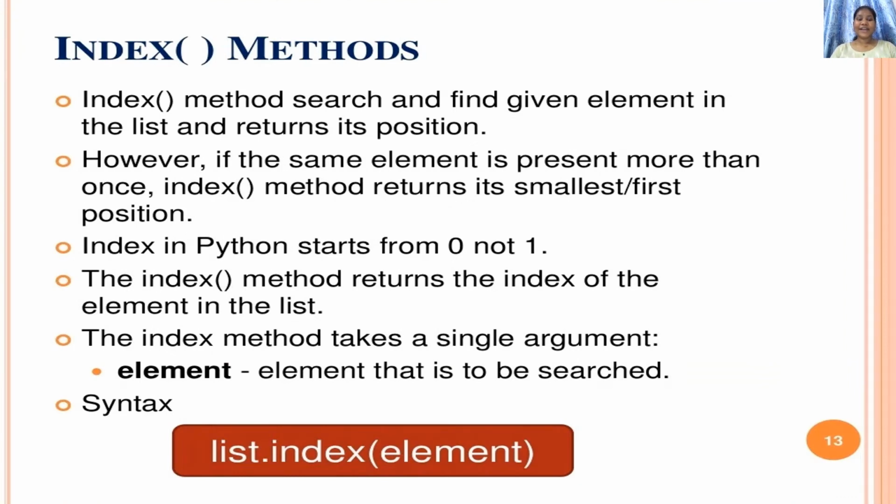Index method. The index method searches and finds the given element in the list and returns its position. However, if the same element is present more than once, the index method returns its smallest, or first, position. Index in Python starts from 0, not 1. The index method returns the index of the element in the list. The index method takes a single argument, the element to be searched.